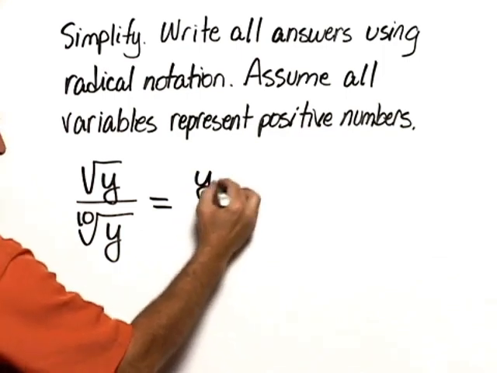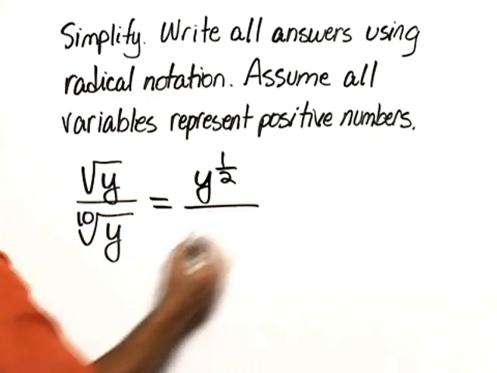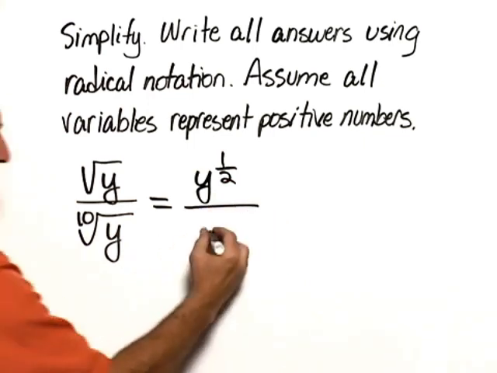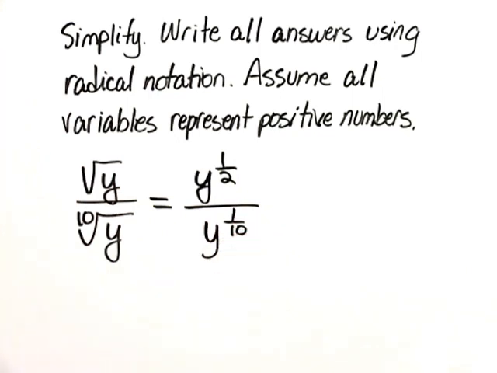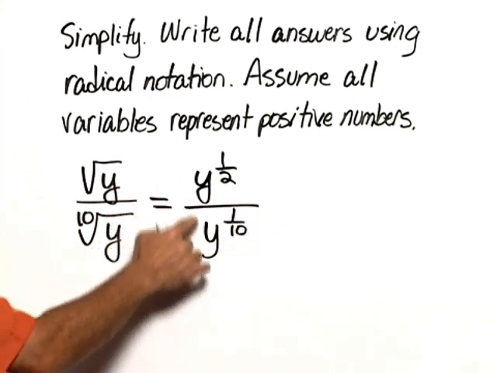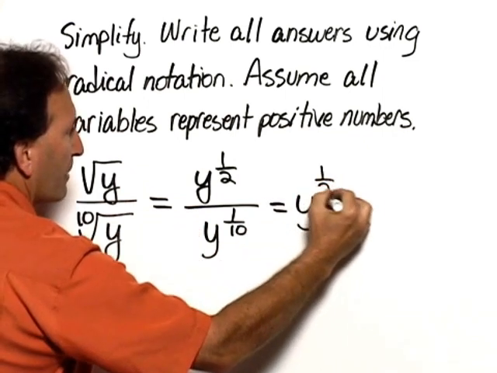So the square root of y is y to the 1/2. The 10th root of y is y raised to the 1/10 power. When we are dividing two exponential expressions with the same base, we subtract the powers.